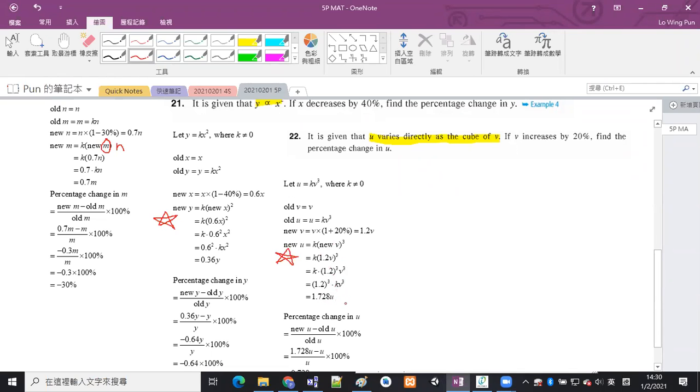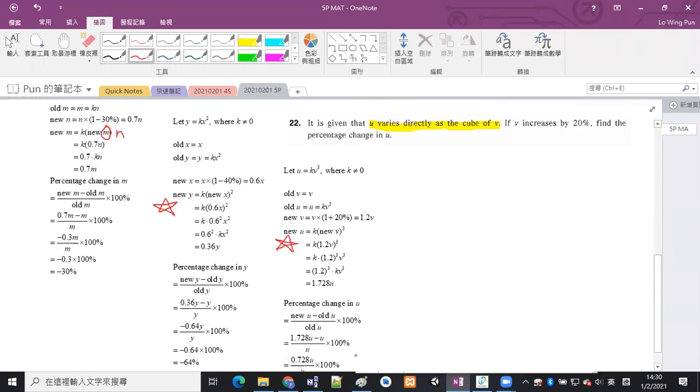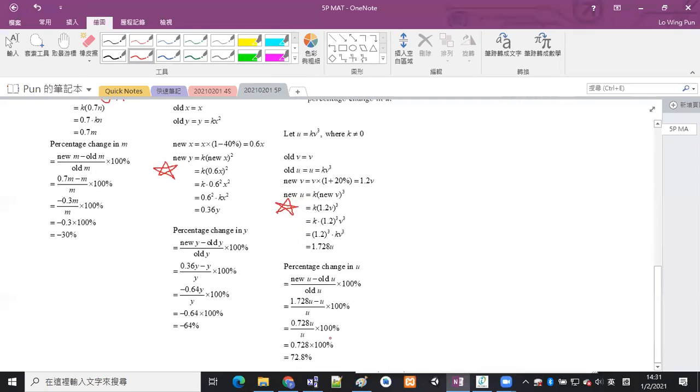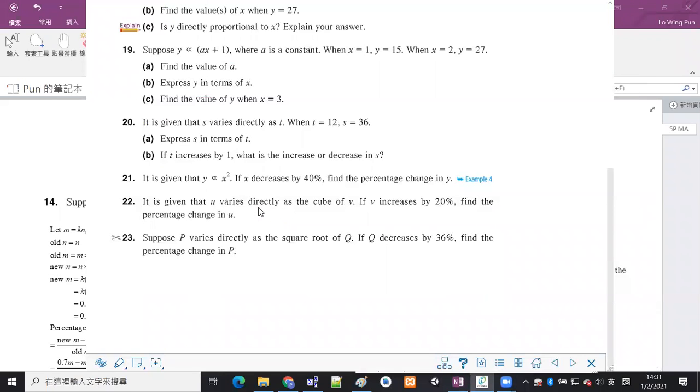So it's like this. And the percentage change in u will be calculated by the new u minus old u divided by old u times 100%. This time it should be an increase, a positive change. So it is an increase of 72.8%. Do you have any problems up to now? I just found that the last question is actually not much different.